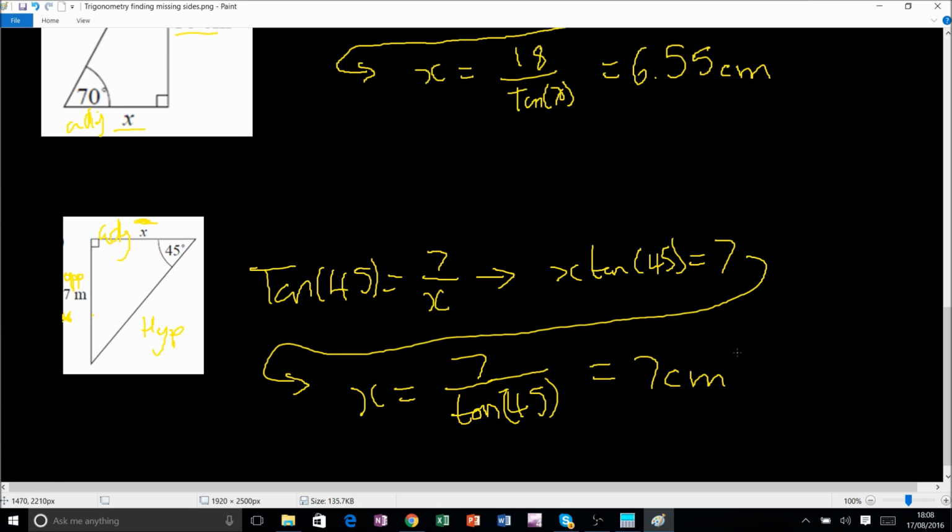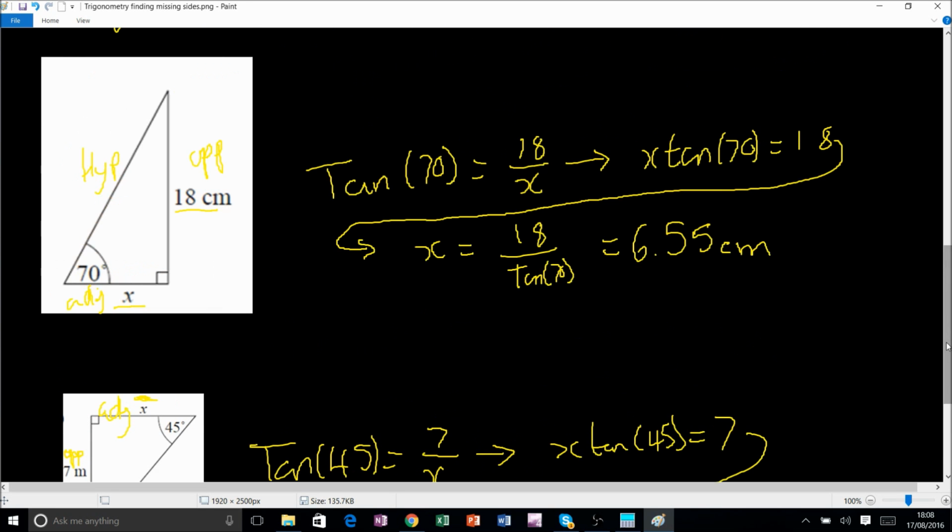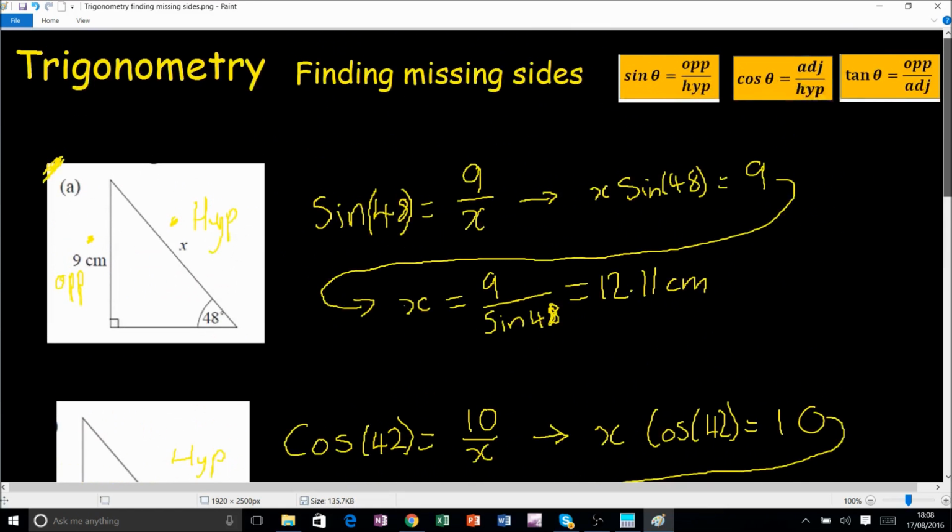Okay, so guys, that is really it for finding missing sides in right angle triangles using trigonometry. Okay, so the next video that we're going to be looking at is finding missing angles this time. So what we've done today was finding missing sides, and then what we're going to do next time is finding missing angles. Okay, and you're going to see that's a little bit harder, shall I say.